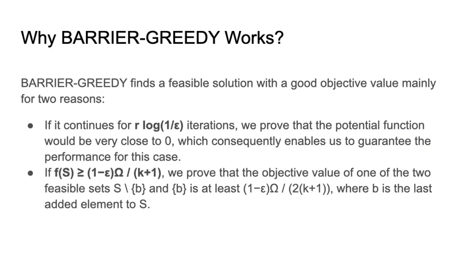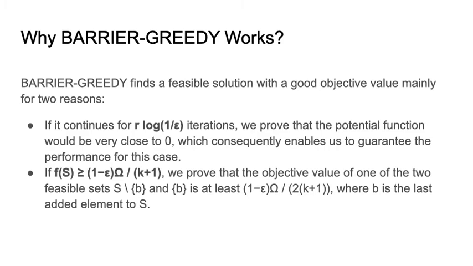Our algorithm for minimizing the potential function, barrier greedy, finds a feasible solution with a good objective value mainly for two reasons. If the first condition is satisfied, which means it continues the process for r log of 1 over epsilon iterations, we prove that the potential function would be very close to 0, which consequently enables us to guarantee the performance for this case.